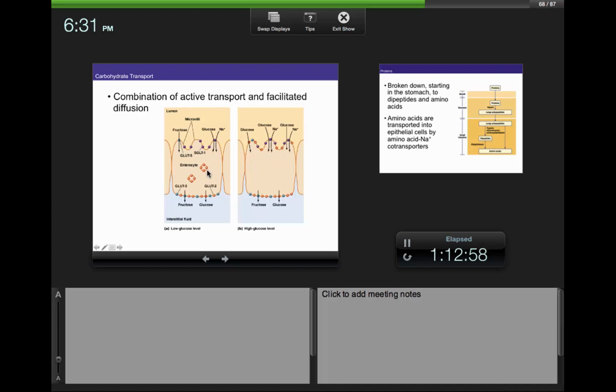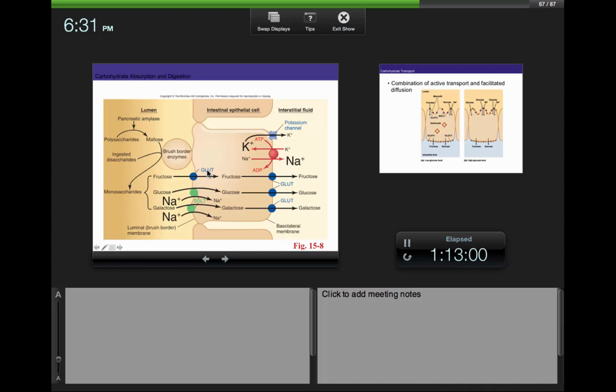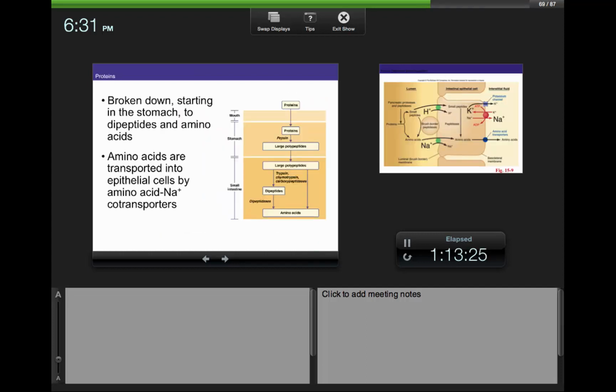Oh, let me go back too. Make sure that you guys remember that water is also transported by these SGLT1 transporters. So not only do they transport sodium and glucose, but water is also transported and absorbed in the small intestines by those transporters. Okay.